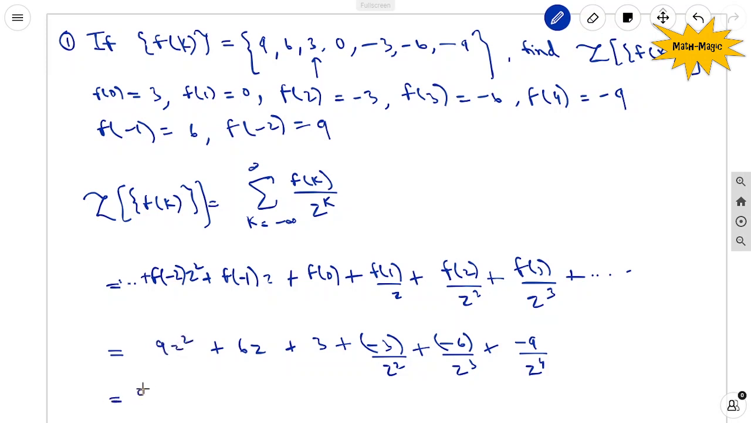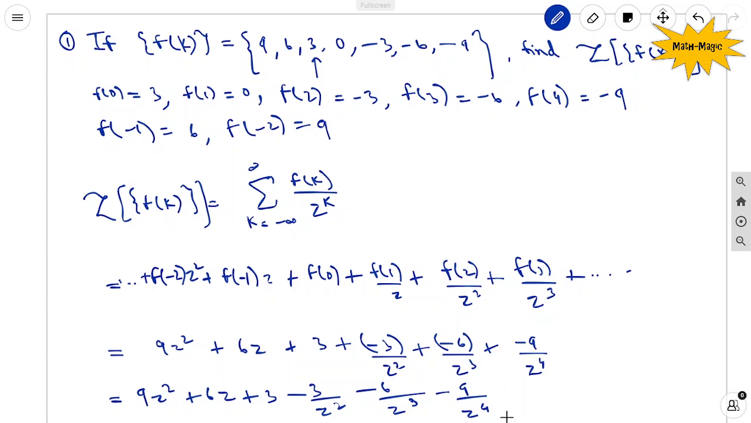So now this is nothing but 9z square plus 6z plus 3 minus 3 by z square minus 6 by z cube minus 9 by z raised to 4. So this is the Z transform of the sequence f of k.